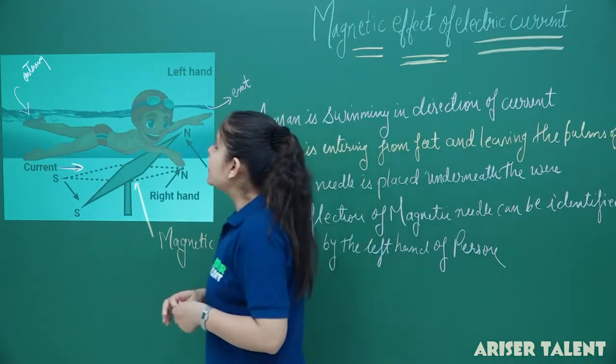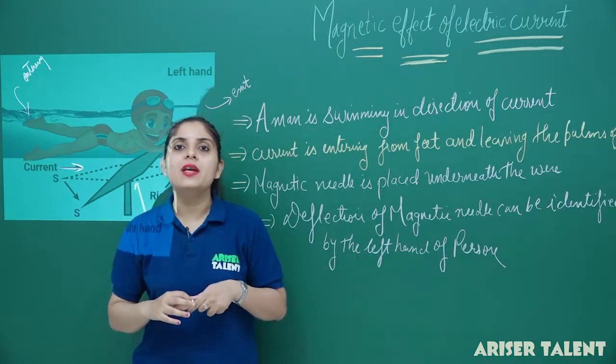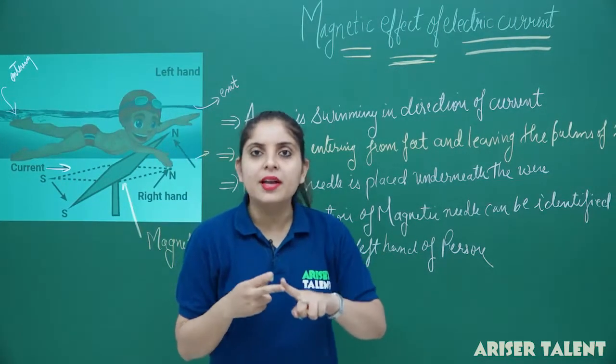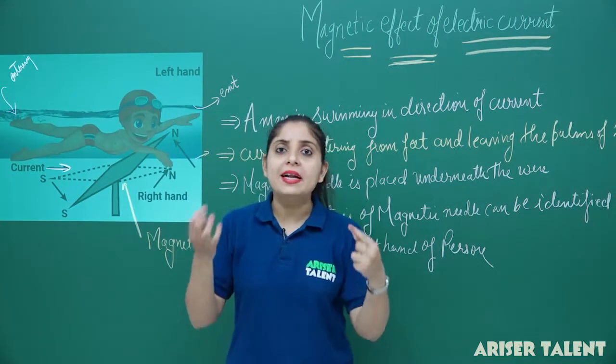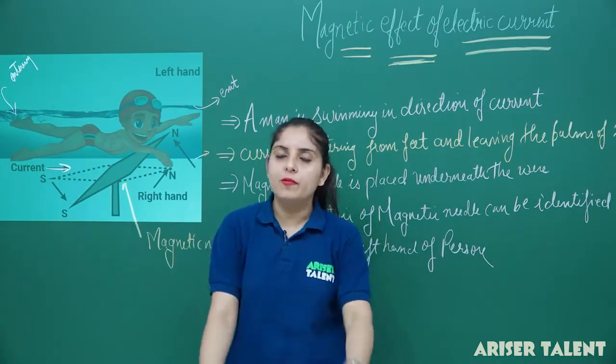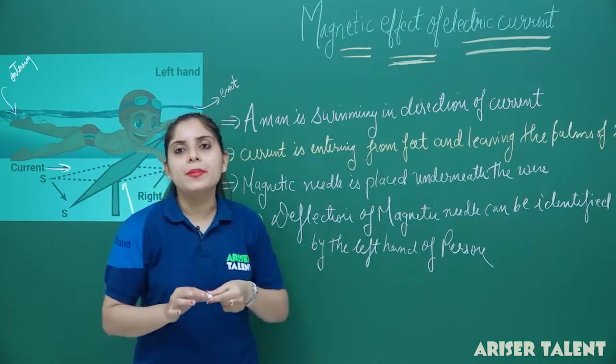So these are the two basic laws which will give you the direction of three quantities. Firstly the direction of the current, secondly the position of the conductor you have placed, and thirdly how the magnetic needle will show deflection. So this is all about the Ampere swimming rule.